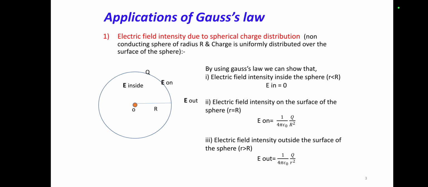Third is the electric field intensity outside the surface of the sphere, that is the Gaussian surface radius is greater than the radius of the sphere, small r greater than capital R. So E out means the electric field intensity outside of the surface. E out is equal to 1 upon 4 pi epsilon naught into q upon small r square. Again I am mentioning that small r is the radius of the Gaussian surface.